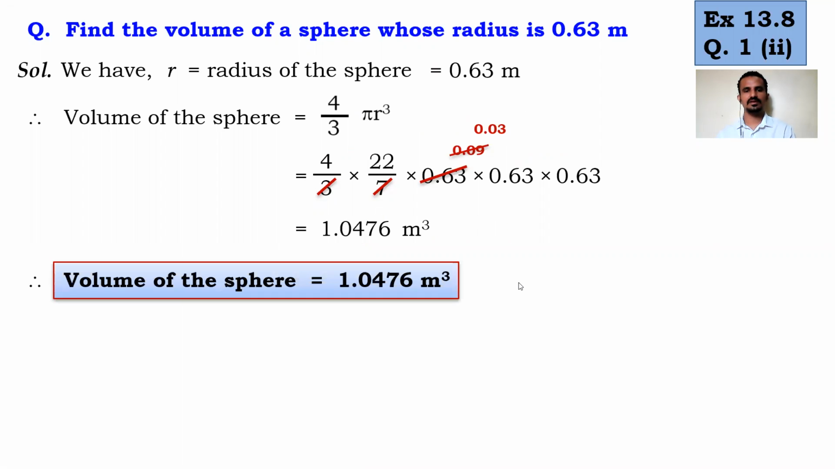So the final answer we can write down is 1.05. That can be done, or even if you put it like this, there is no problem.